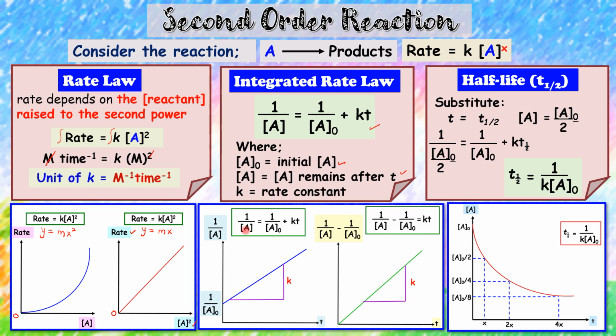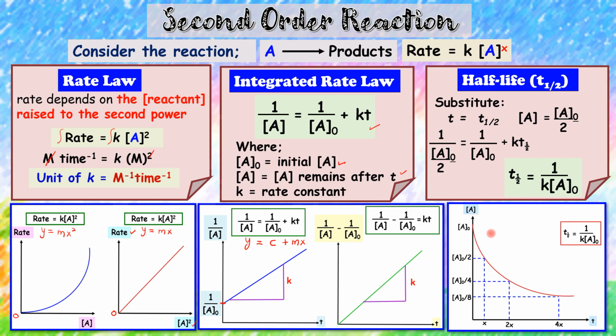For the first graph, we plot 1 over concentration A versus time. So 1 over concentration A is Y, 1 over concentration A naught is C, K is M, the gradient, and T is X. So Y equals MX plus C, and we get a linear graph with a positive gradient.